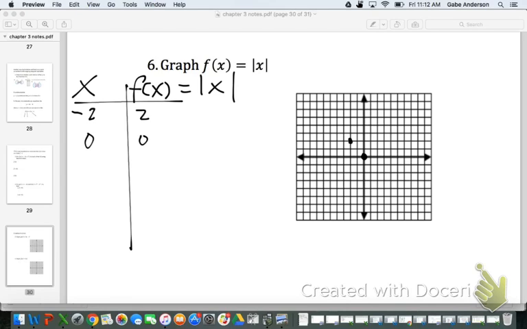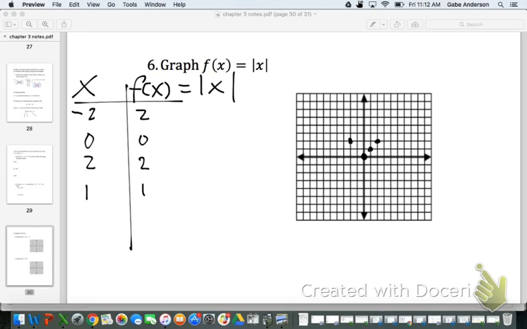2 or 1? Sure, let's do both of those. So there's a 2, there's a 1. What's the output for 2? 2. And what's the output for 1? 1. So 2, 2, and 1, 1. So let's see here. 2, 2 is right here. 1, 1 is right there.